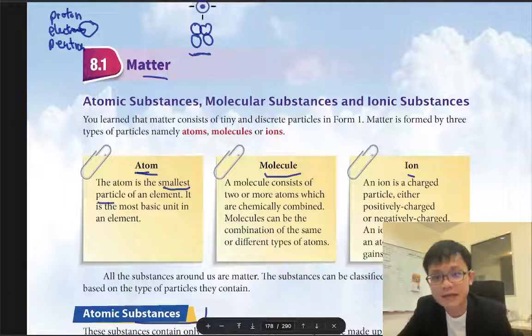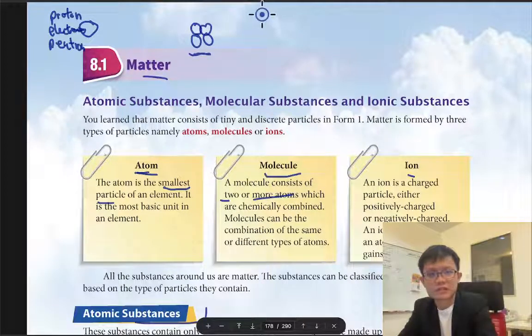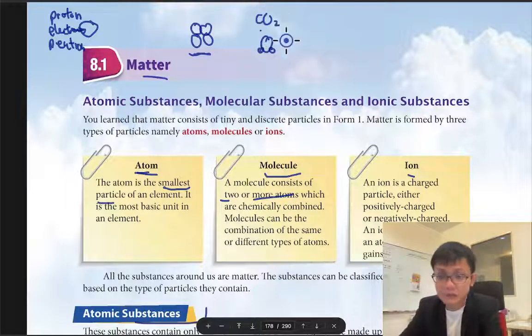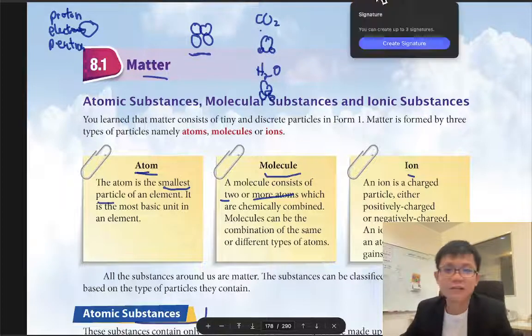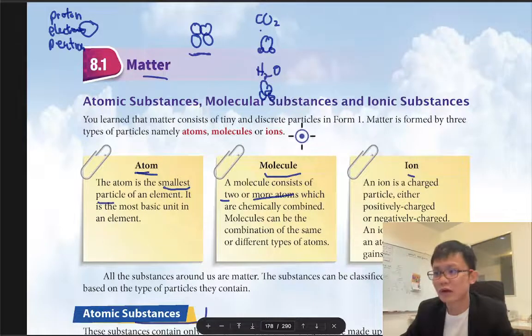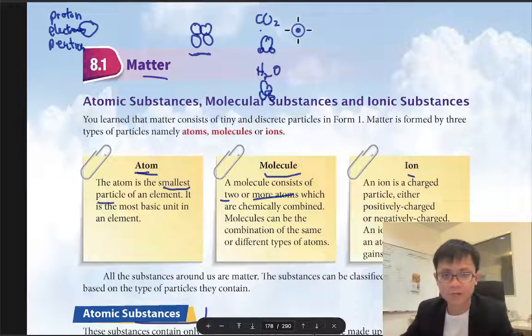So this is the atom, the smallest thing of an element. A molecule consists of two or more atoms. For example, CO2: if I draw CO2, so CO2 is a molecule, and H2O is a molecule. If I draw H2O, the question I want to ask is, is a molecule also an atom? Yes, a molecule is an atom.